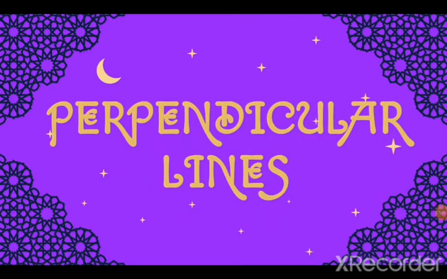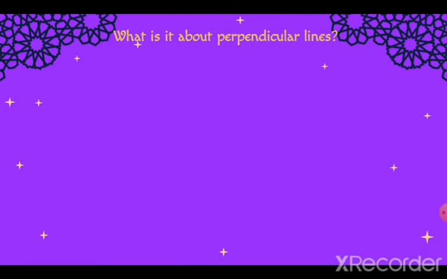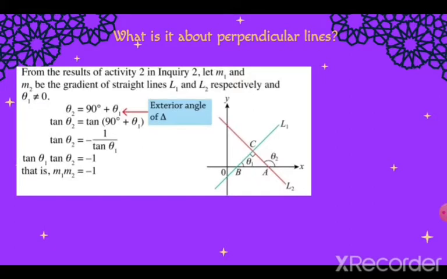Okay guys, let's look at perpendicular lines. From here, we can say that in this diagram, we have line 1 which is in green and line 2 which is in red. Both lines will produce a 90 degree angle at C.